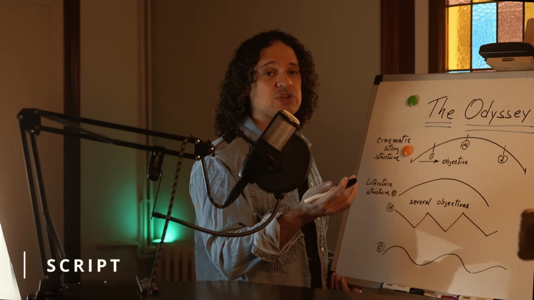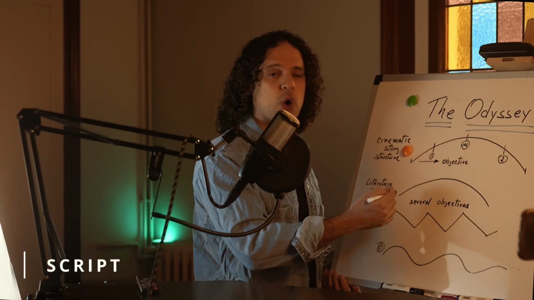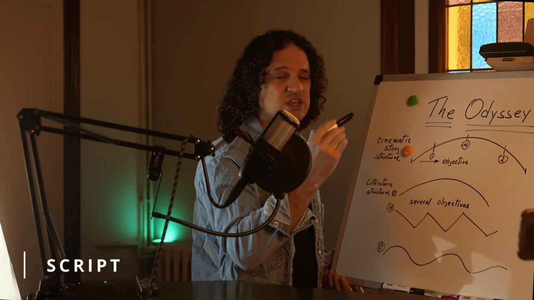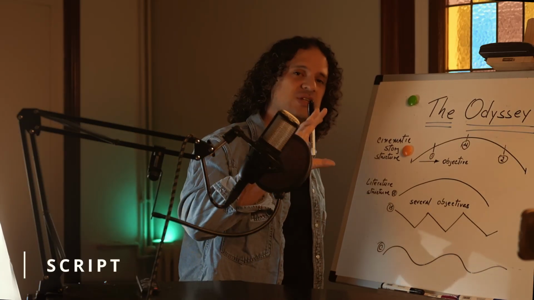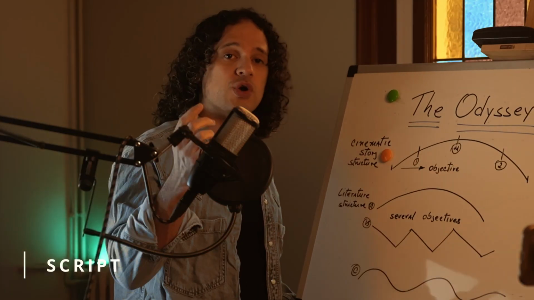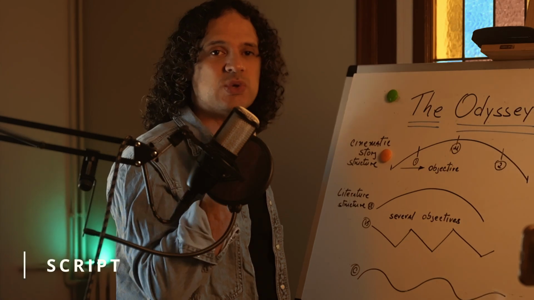I mean, in literature, you can have several objectives throughout the story. You can have several main characters. You don't need one single protagonist. And you can actually change the character's objectives throughout the story. However, Nolan's film lacks two key elements.